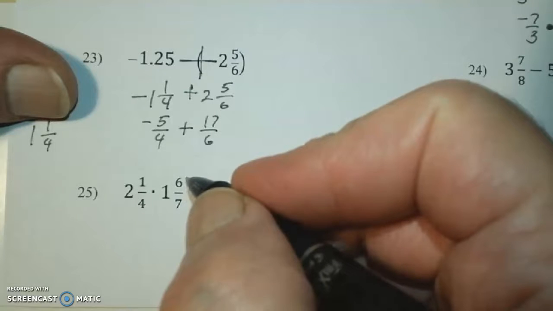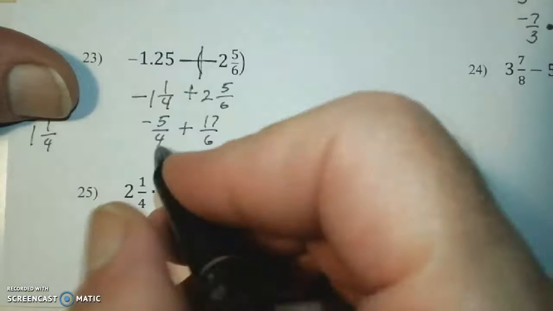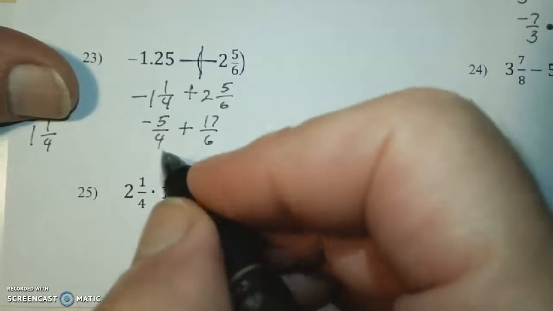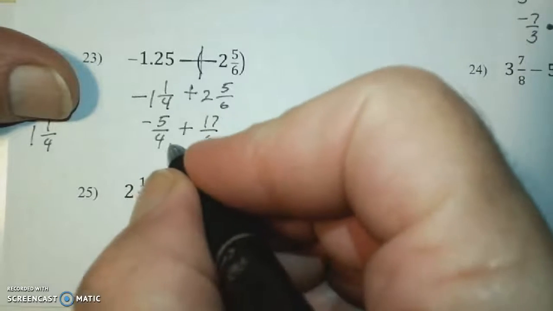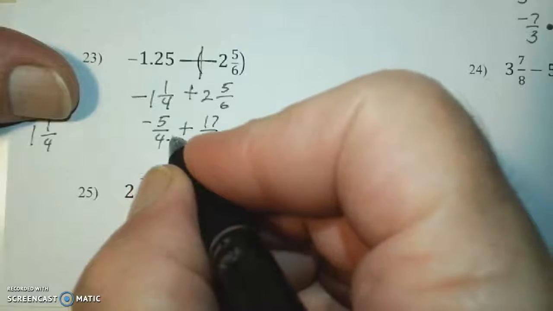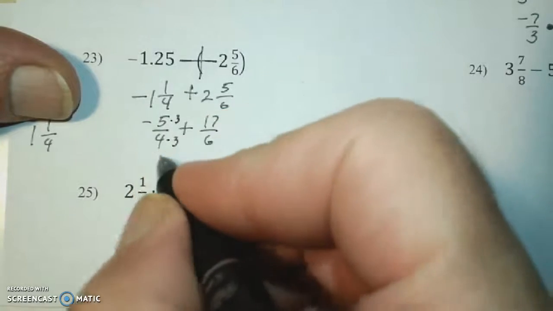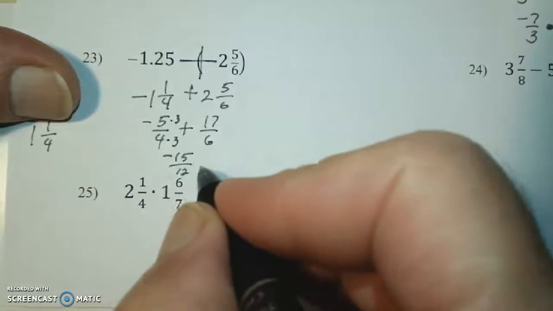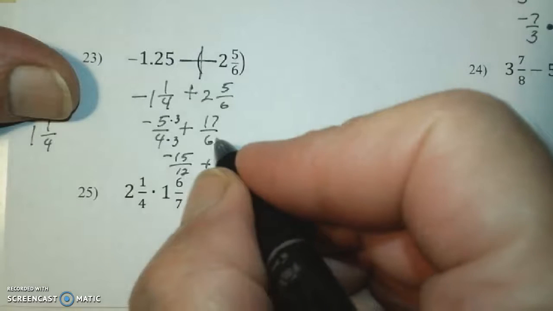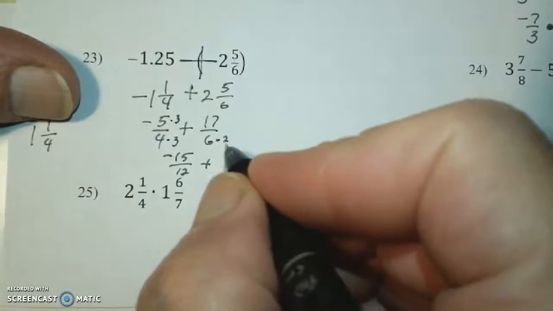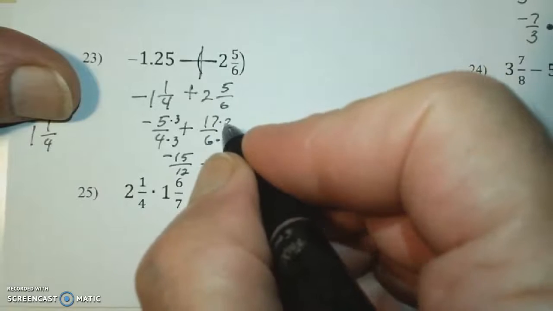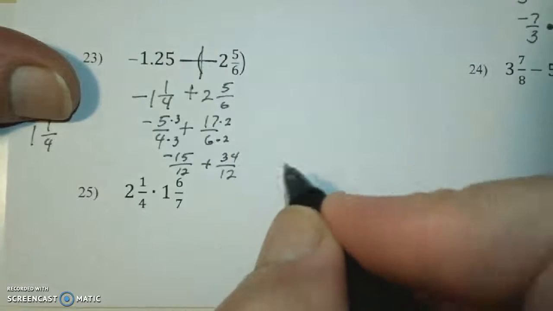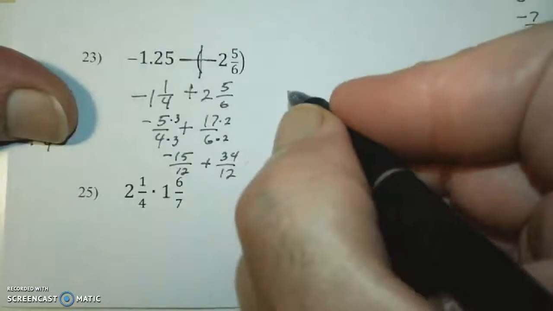And to add and subtract fractions, we need a common denominator. 4 and 6, they could multiply up to 24, but it's better if we use the smallest thing they multiply up to, which would be 12. So you'll multiply this by 3, multiply the top by 3. This becomes negative 15/12, plus 6 would be multiplied by 2 to make it 12. Multiply the top by 2. It's going to be 34/12.